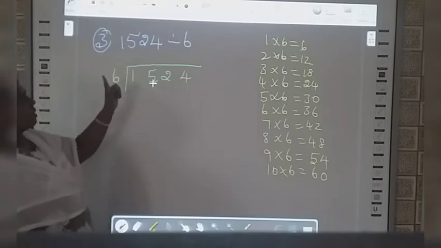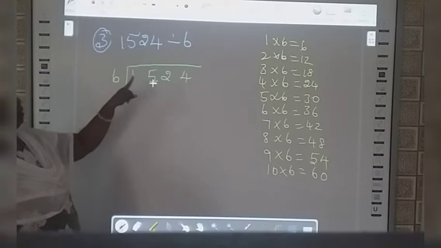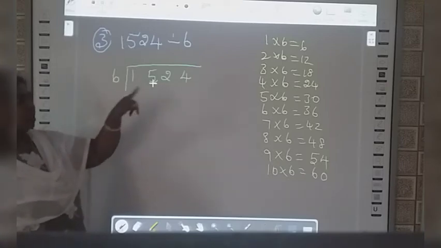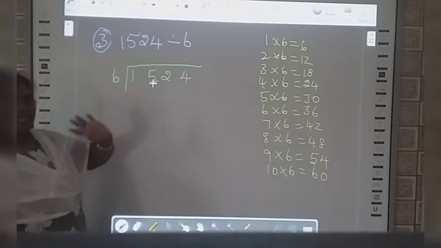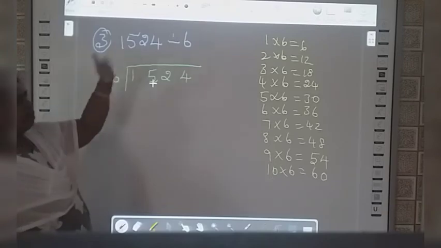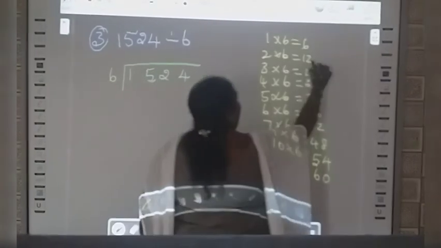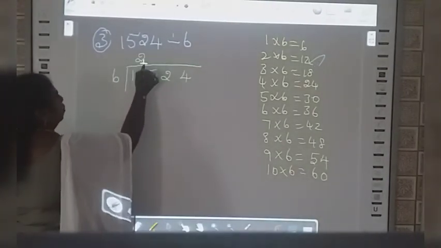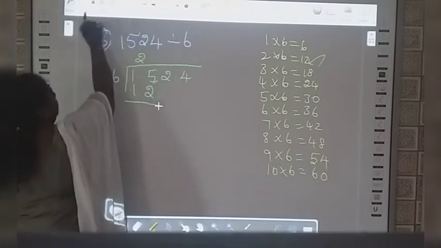So now 15, in the 6th table, how many times will it come below 15? 1 6 is 6, 2 6s are 12, 3 times would be 18. But here it is 15, isn't it? So 18 is not possible. So you have to take it 2 times. 2 times 6 are 12. Right? So the quotient is 2. Then what is the next step?